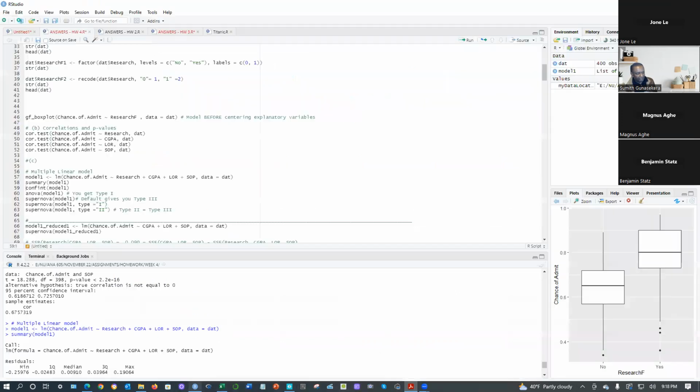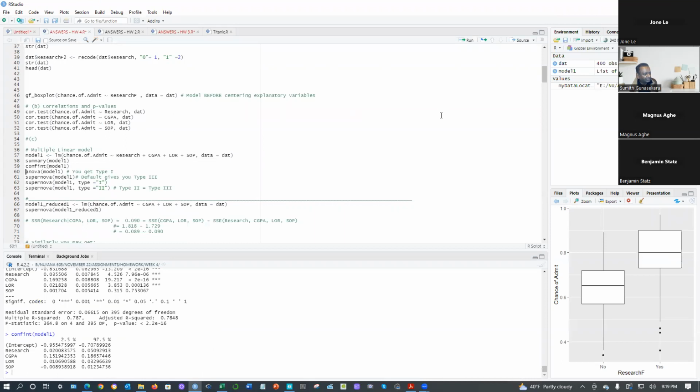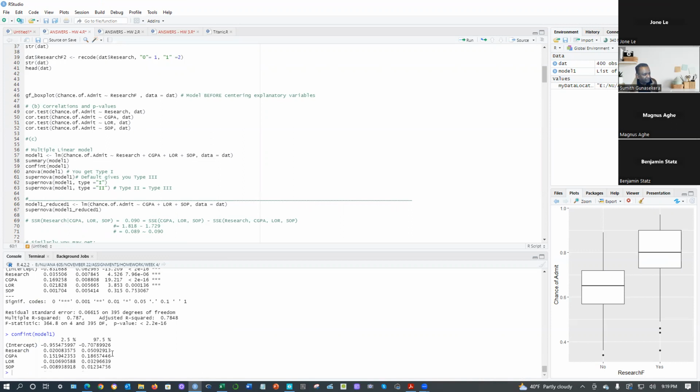But in R, what are you going to do? I'm going to write confint. Confint will give you each and every one's confidence interval. The summary gives the point estimates, and these are the interval estimates for each and every coefficient. We had that very heavy discussion on that the other time.